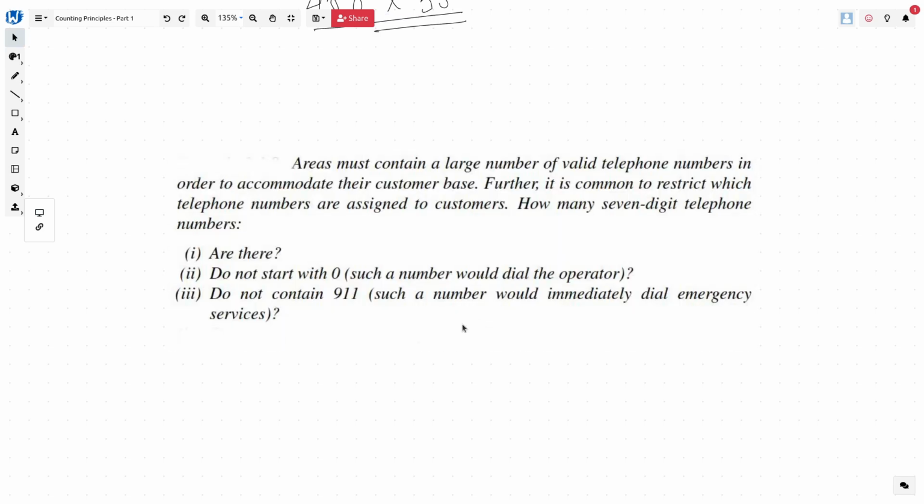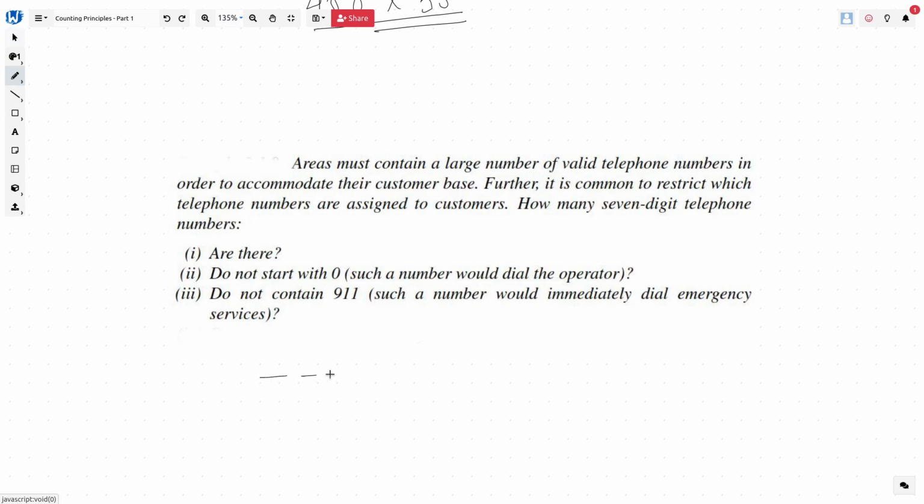Areas must contain a large number of valid telephone numbers in order to accommodate their customer base. Further, it is common to restrict which telephone numbers are assigned to which customer. How many 7-digit telephone numbers are there, right? Here there is no constraint given, as in the telephone number cannot be all zeros and so on.